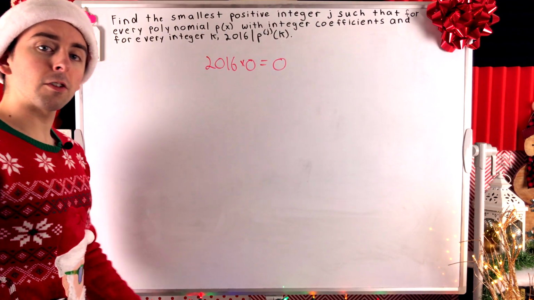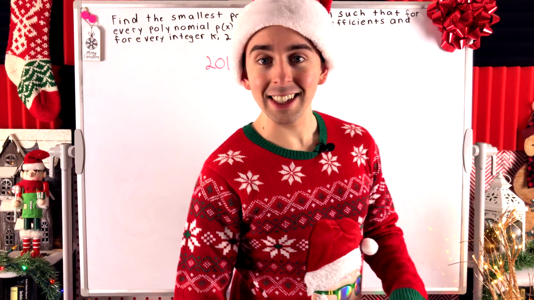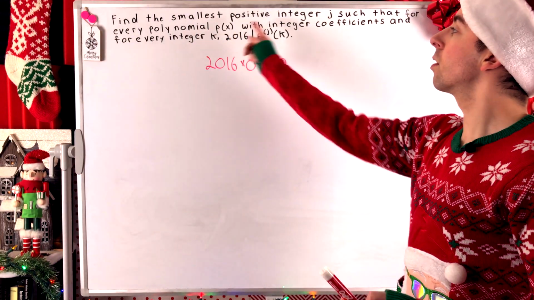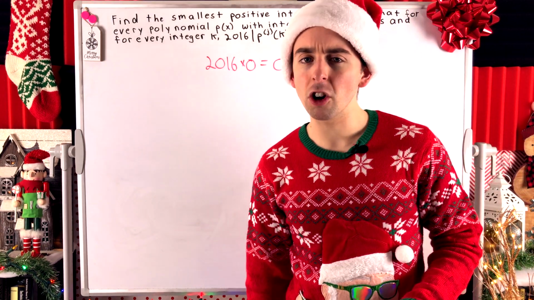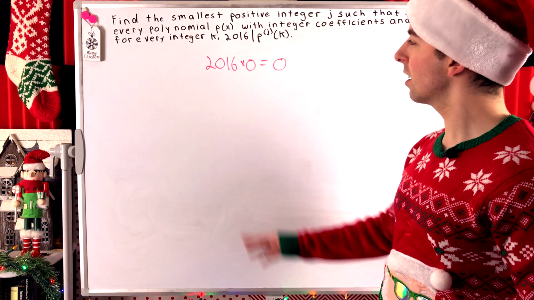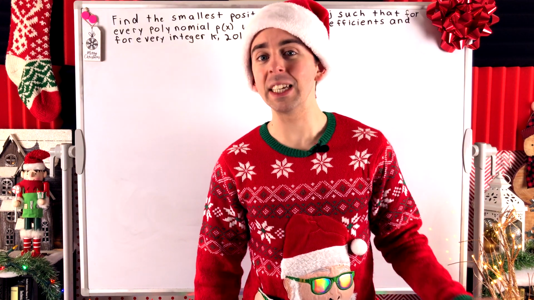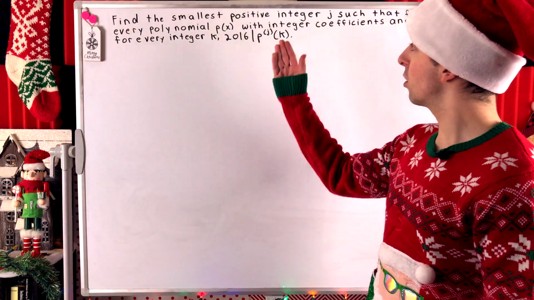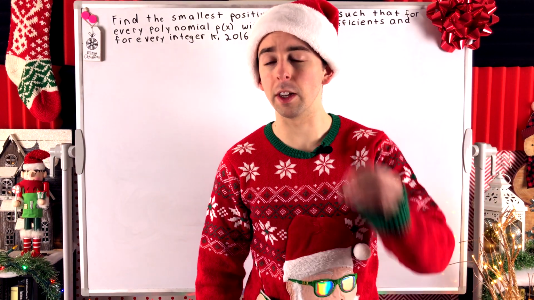Now, before I go any further, I'll put hints on the screen now, so you can take a look at those, and if you want to try the problem out yourself, they may help you find a solution. The basic idea is that we're going to find a lower bound for our smallest positive integer j that we're interested in. Then we're going to show that lower bound actually works, and thus it is the smallest positive integer that satisfies this condition. Now, we know that any polynomial of degree less than j is going to have a jth derivative that's divisible by 2016, since their jth derivatives are 0.